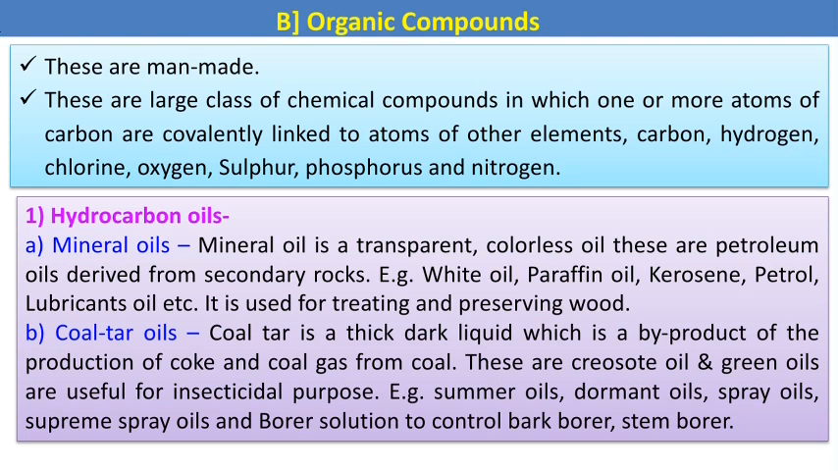Next category is organic compounds, that is nothing but man-made and containing carbon atoms, and in that the first one is the hydrocarbon oils. In that there are basically two oils, mineral oils and coal tar oils. Mineral oils are nothing but transparent or colorless oils, derived from secondary rocks. And coal tar oil is a dark liquid, a byproduct of coke or coal gas from the coal. Okay.